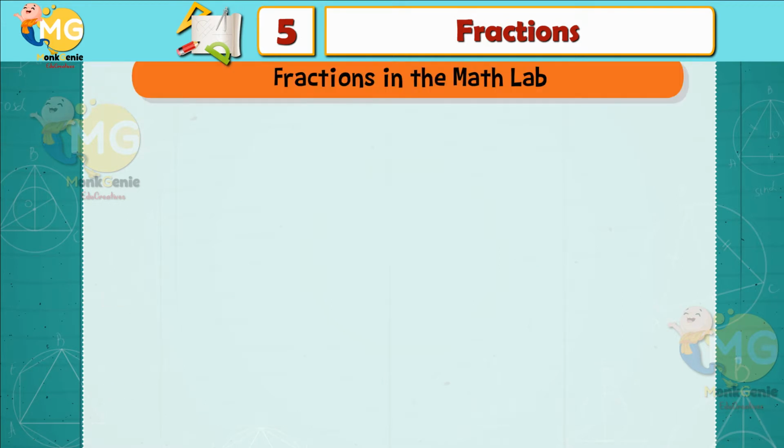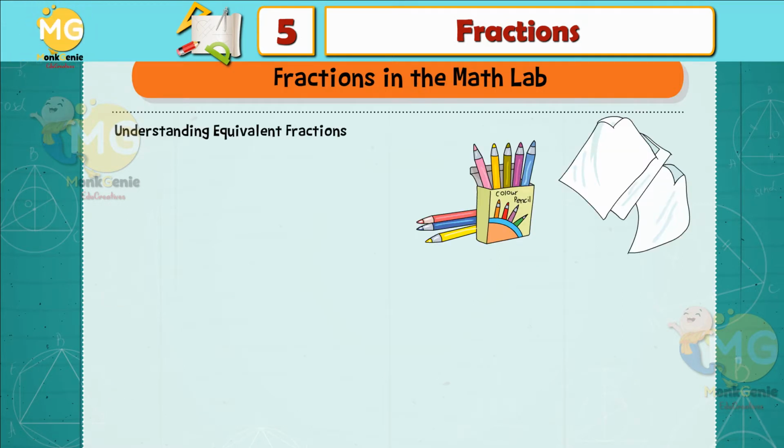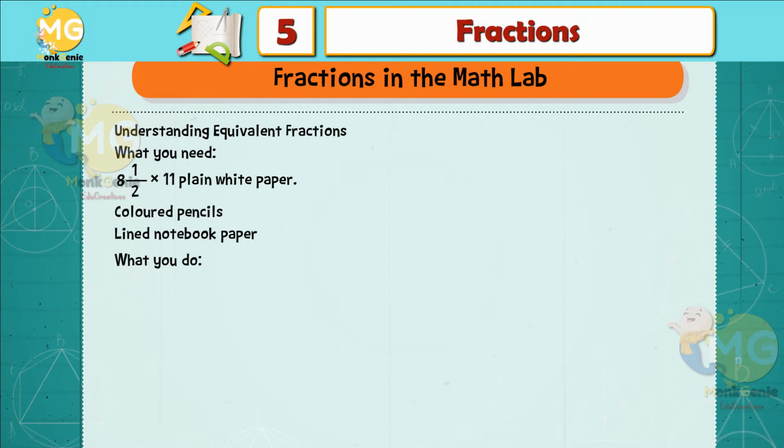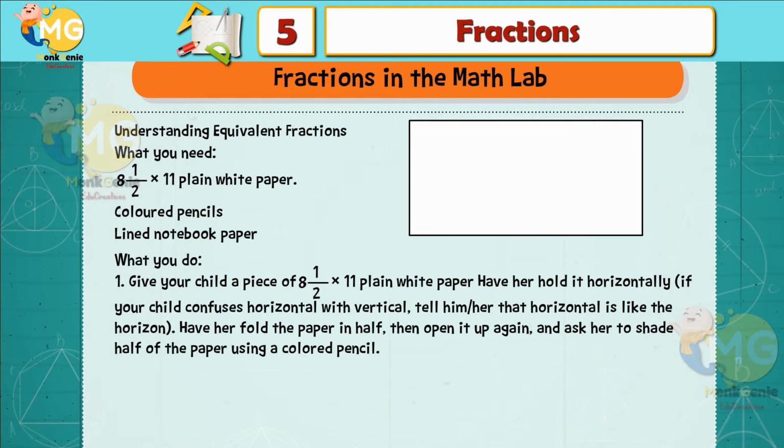Fractions in the math lab. Understanding equivalent fractions. What you need? 8 1/2 × 11 plain white paper, colored pencils, lined notebook paper. What you do? Give your child a piece of 8 1/2 × 11 paper. Have her hold it horizontally. If your child confuses horizontal with vertical, tell him or her that horizontal is like the horizon.